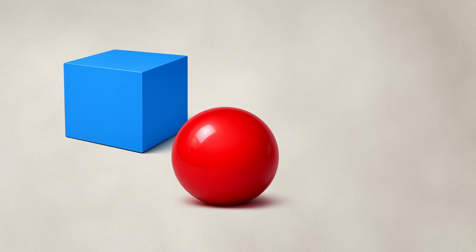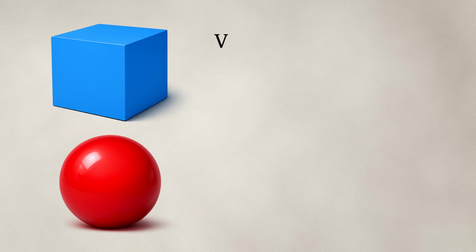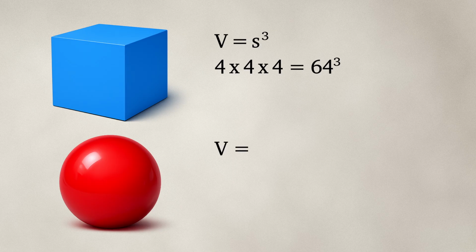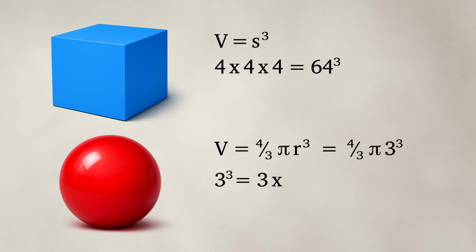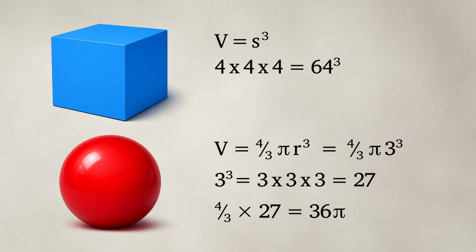Alright, let's break this down starting with the cube. The volume of a cube is its side cubed, so that's 4 times 4 times 4, which equals 64 cubic units. Now, the sphere. The volume of a sphere is 4/3 times pi times the radius cubed. Substituting in our values, we've got 4/3 times pi times 3 cubed. And 3 cubed is 3 times 3 times 3, which gives us 27. So, 4/3 times 27 gives us 36 pi.